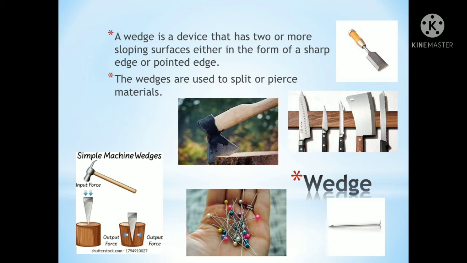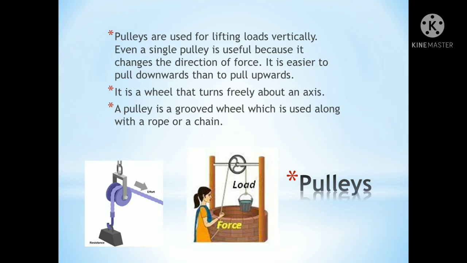Okay, so this is a very simple machine also. Okay, students, so next we'll talk about what? The pulleys. Pulleys are used for lifting loads vertically. Even a single pulley is useful because it changes the direction of the force.